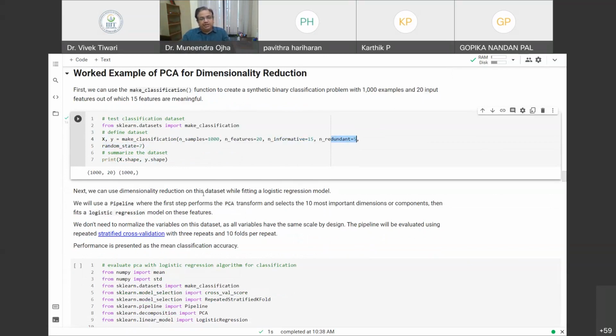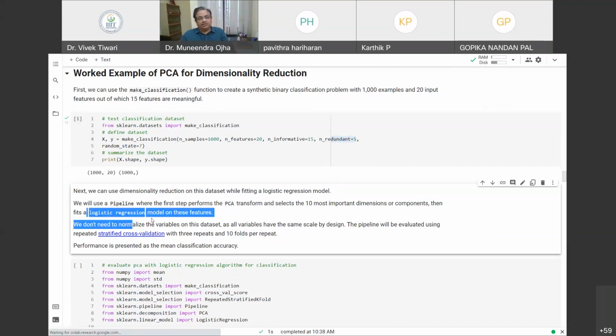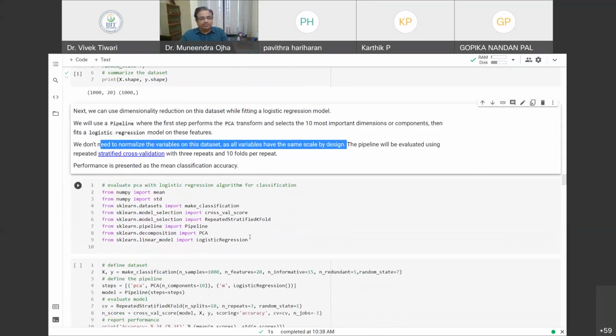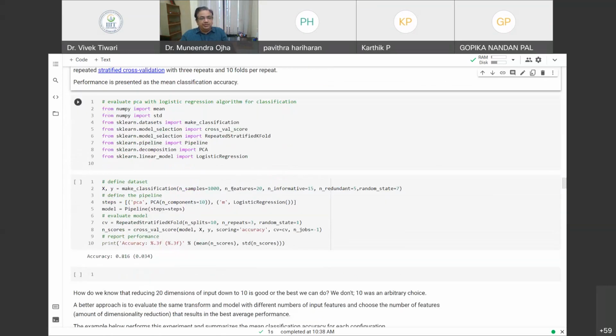We can use dimensionality reduction on this dataset while fitting a logistic regression model. We will use a pipeline where the first step performs PCA, selects the 10 most important dimensions or components, then fits a logistic regression model on these features. We don't need to normalize the variables on this dataset as all variables have the same scale by design. So this is as per the design itself, that they have the same scale. The pipeline will be evaluated using repeated stratified cross validation with 3 repeats of 10-fold per repeat. So you see we are doing it over here.